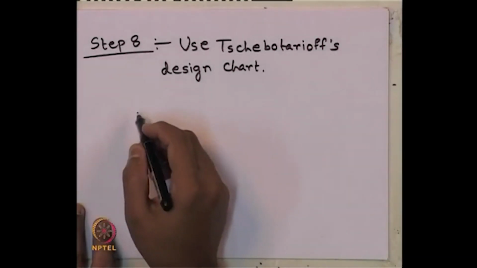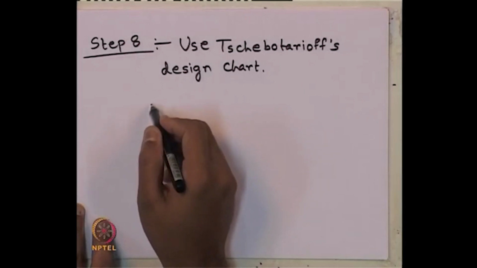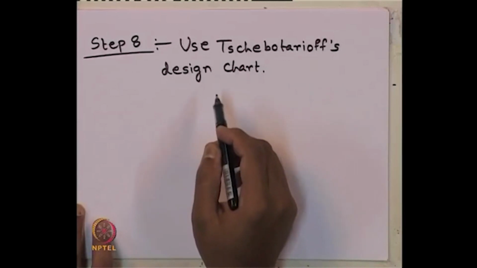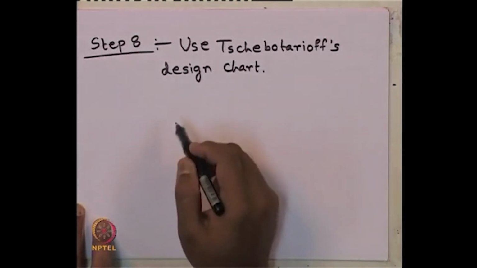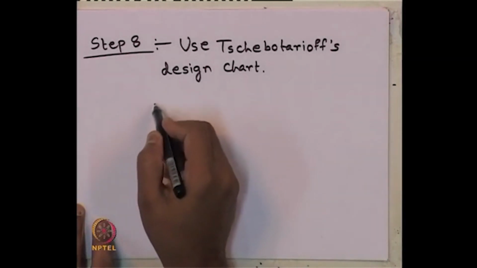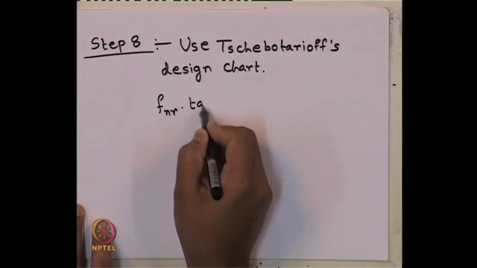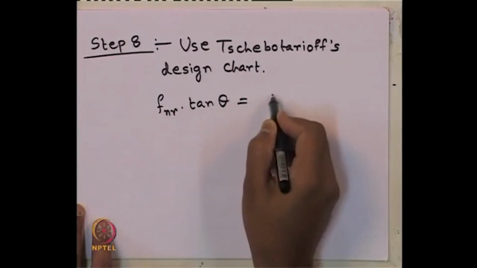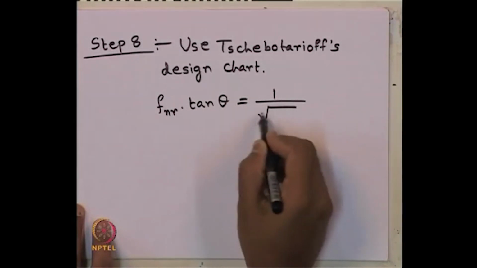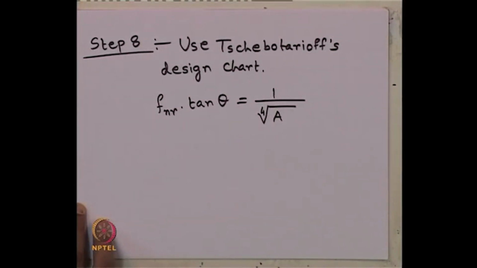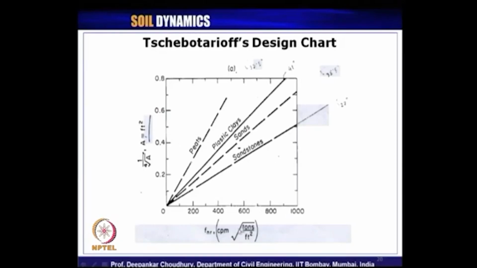Now, if you look at the equation given for the Tschebotarioff's design chart in normal scale, the second graph or second design chart, whatever I have given earlier. The form of equation is FNR times tan theta equals 1 by 4th root of A. That is the equation. This is the equation of a straight line. Let us look at the chart here once again. So, in this chart, this is y axis, this is x axis.